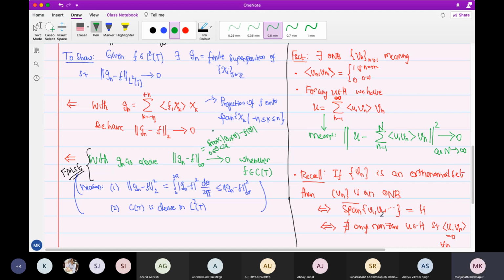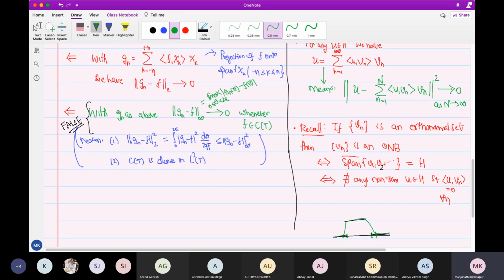When f is continuous, Gn is also continuous, by the way. It's easy. These are some numbers and the chi k are continuous functions. Actually, Gn is always continuous, irrespective of what f is. It's a superposition of characters, which are continuous functions, a finite superposition. So Gn is continuous, f is continuous, and the sup norm is the maximum difference between the two.